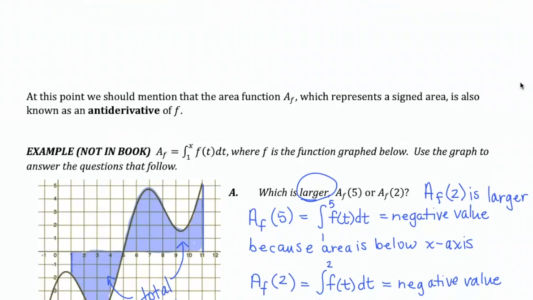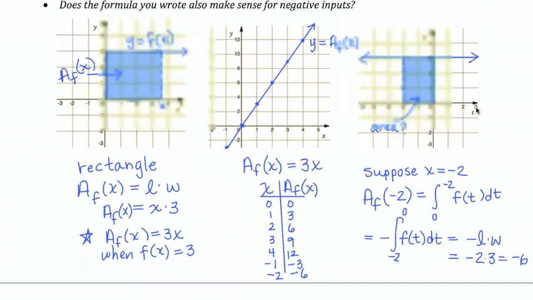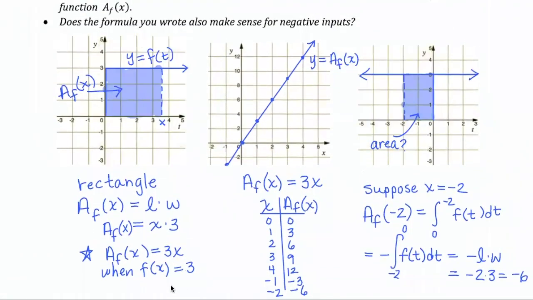Now there's one additional thing here that I skipped over, which is this sentence in the middle. At this point, it's worth mentioning that the area function A sub f, which represents the signed area, is also known as an antiderivative of f. So going back to this first example, what we're saying is that this area function of x was 3x when f of x equals 3. Or in other words, when f of x equals 3, the antiderivative is 3x. So this again has to do with that idea of trying to reverse the process of taking the derivative.